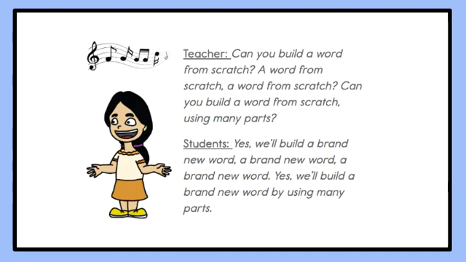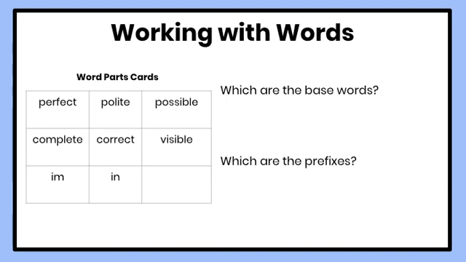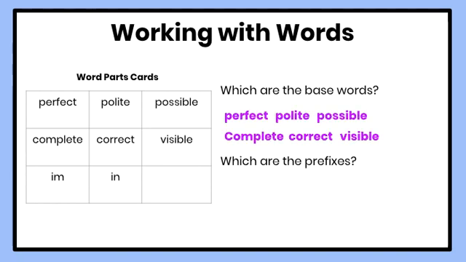Thanks for singing along. So we have base words and we have prefixes displayed here. Which are the base words? That's right. Perfect, polite, possible, complete, correct, and visible are all of our base words. Which are the prefixes? Great job, im and in.